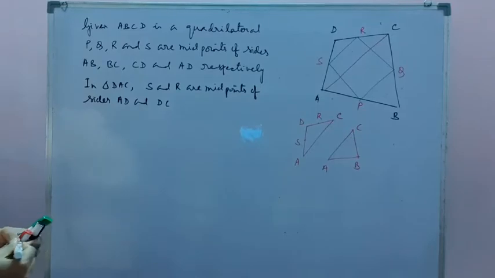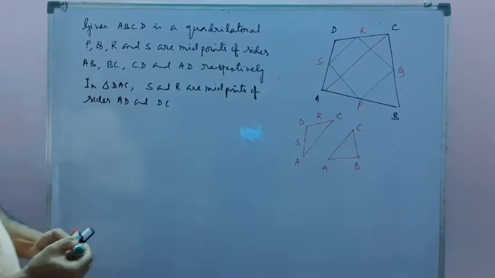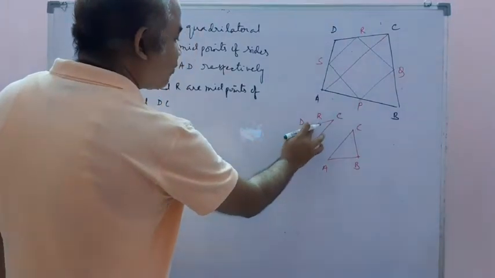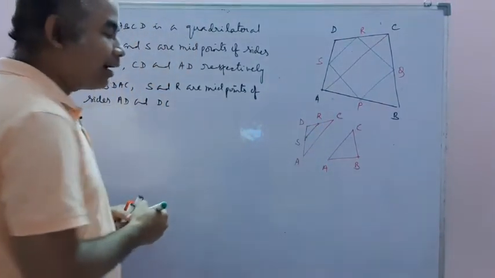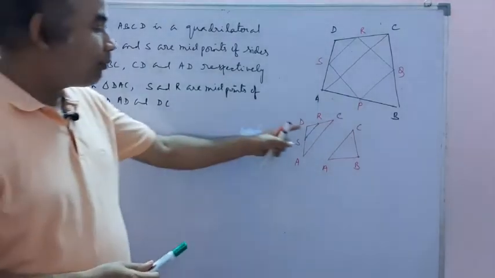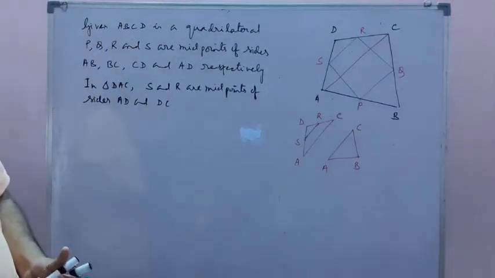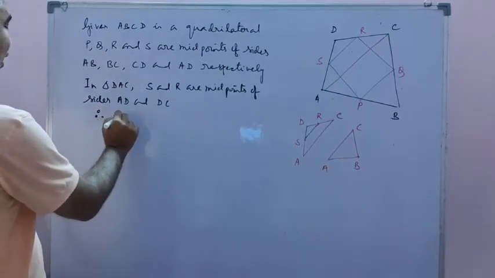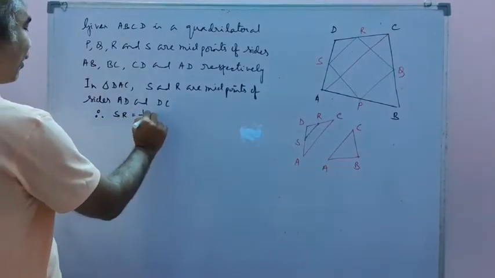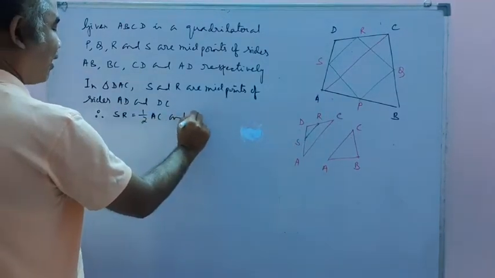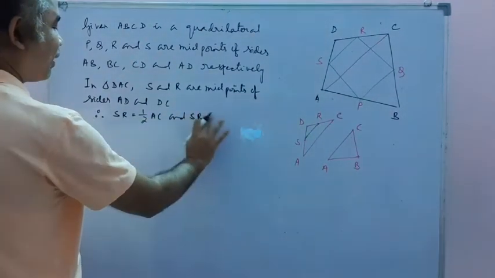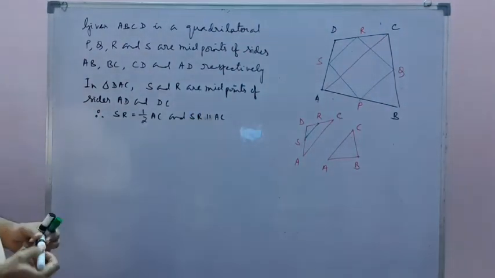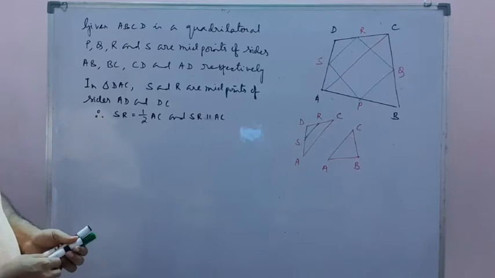If you join the midpoints of two sides of a triangle, then by the midpoint theorem, what will we get? The line segment which joins the midpoints of two sides, that is the line segment SR, will be equal to half of AC and parallel to AC. So we have got that SR is equal to half of AC and SR is parallel to AC by the midpoint theorem.